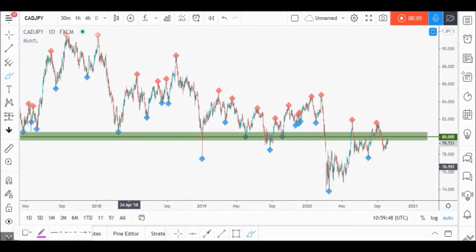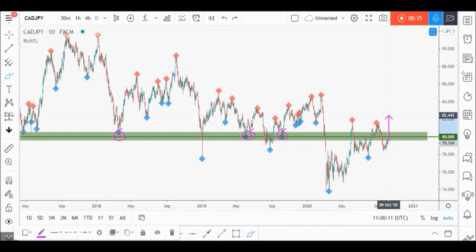On CADJPY, price is currently testing a strong resistance zone, as you can see many rejections from here and here as well. And we also have around number 80 as it's a psychological level, and many traders would put their sell limits or even stop loss or take profits around here. So we'll be looking for objective sell setups on lower time frames.